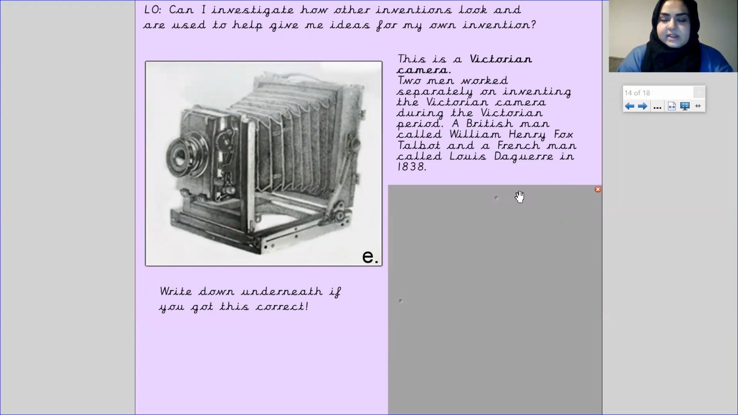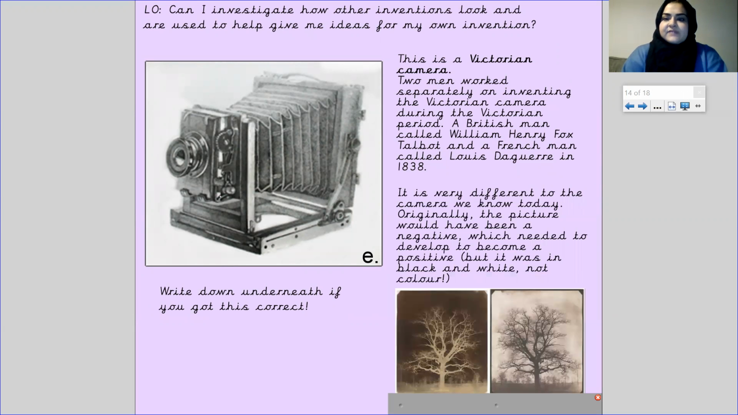This is a Victorian camera. Two men worked separately on inventing the Victorian camera during the Victorian period: a British man called William Henry Fox Talbot and a Frenchman called Louis. I don't know how to say his second name, so let's call him Louis. This was in 1838. It is very different to the camera we know today. Originally, the picture would have been a negative which needed to develop to become a positive, but it was in black and white, not color.